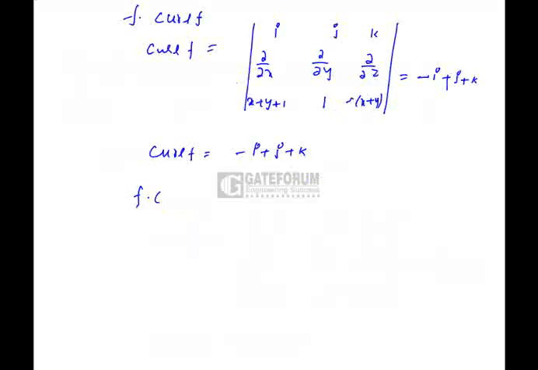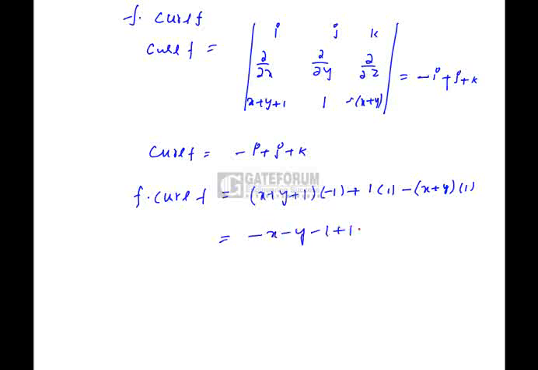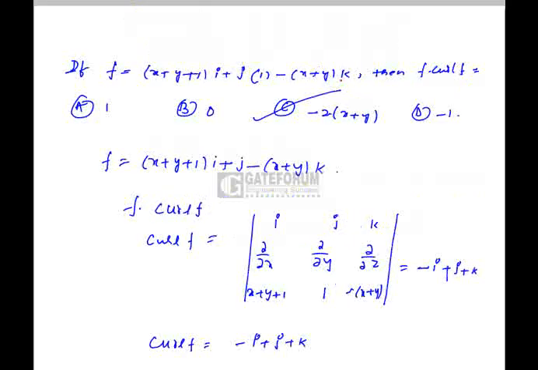Then f dot curl f is nothing but x plus y plus z into minus 1 plus x plus y plus 1 into 1 minus x plus y into 1. This is nothing but minus x minus y minus z plus x plus y plus 1 minus x minus y. If I simplify, it is minus 2 times of x plus y, which is option C.